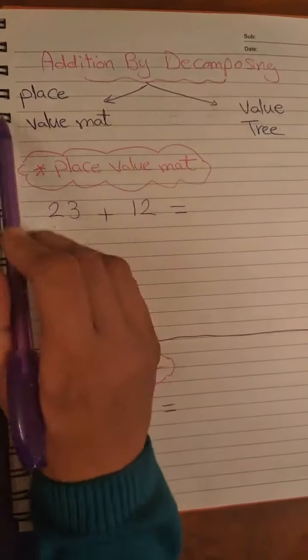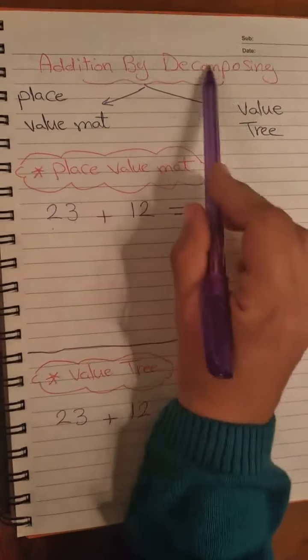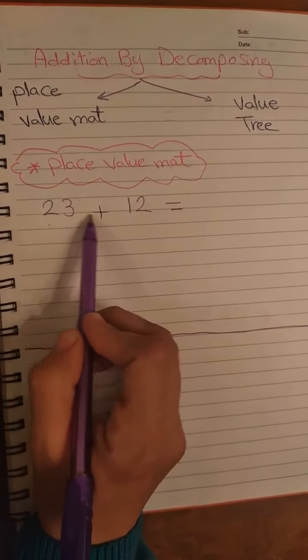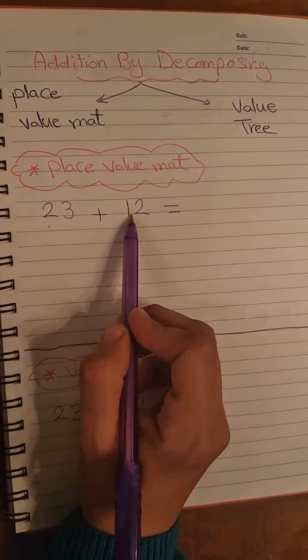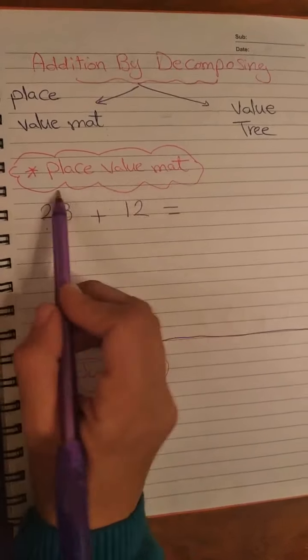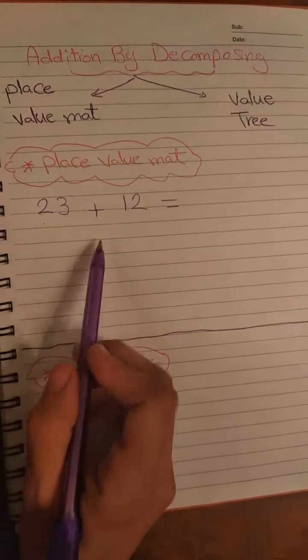To decompose, I have two ways. The first way is place value math, and the second is a value tree. Let's see, if I have 23 plus 12, I want to solve this addition problem using the place value math. Place value math means I will make one model for each number.